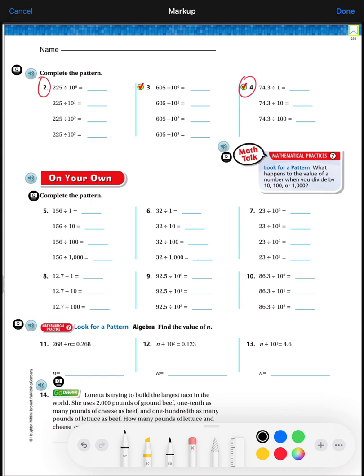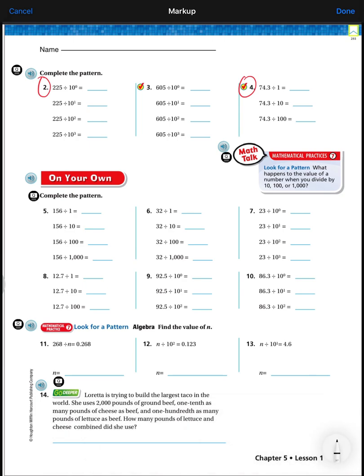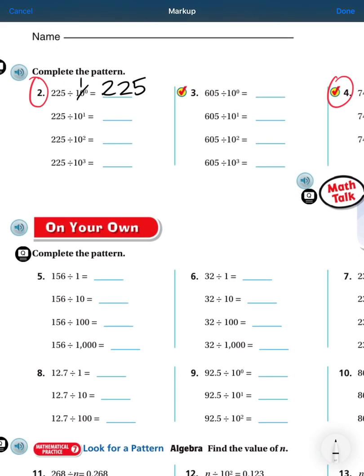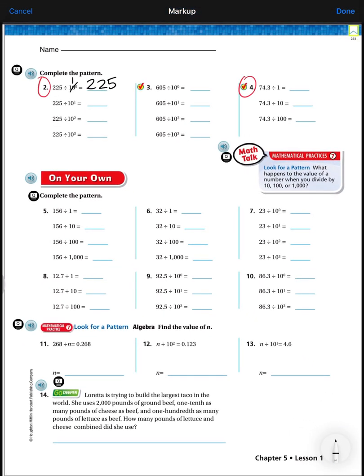So number 2 and number 4 are what we're going to focus on for a second here. Number 2, we're using exponents this time. So we have 225 divided by 10 to the 0 power. 10 to the 0 power is the same as 1. So our answer is the same, 225. Okay. Then I have 225 divided by 10 to the 1st power.